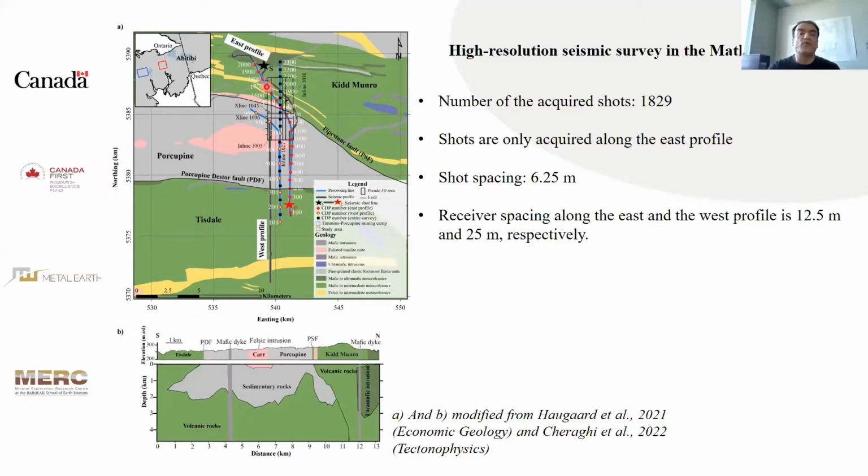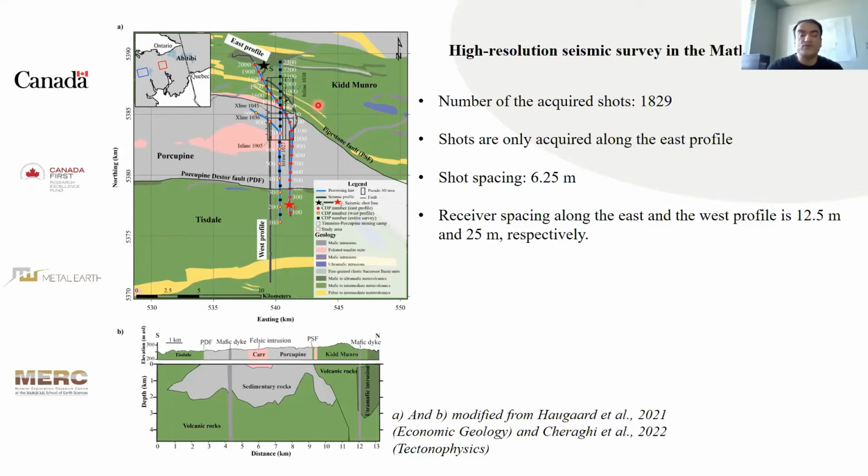There are two profiles, an east profile and a west profile, and seismic shots were only acquired on the east profile because of logistic reasons. Receiver points are distributed between the west and east profiles, which gives us an opportunity to process this data as a 3D data set as well. The manuscript on this data set is the result of a collaboration between Metal Earth and Uppsala University, Sweden.